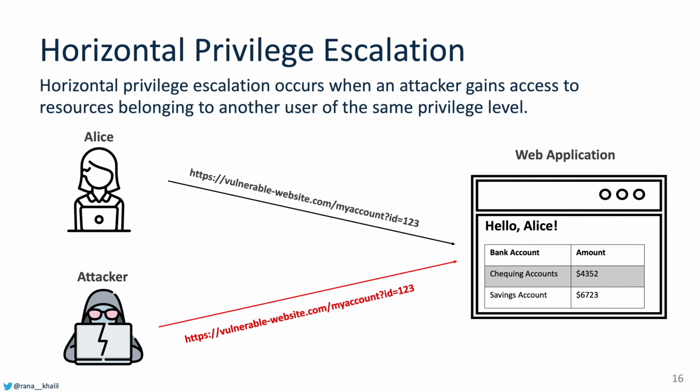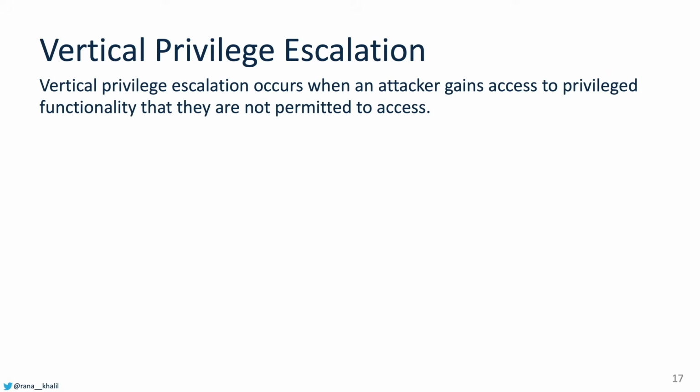However, the application over here is relying on client-side input in order to perform access control decisions, and therefore it's vulnerable. All right, the second type of access control is called vertical privilege escalation. Vertical privilege escalation occurs when an attacker gains access to privileged functionality that they are not permitted to access. And the keyword over here is privileged functionality.